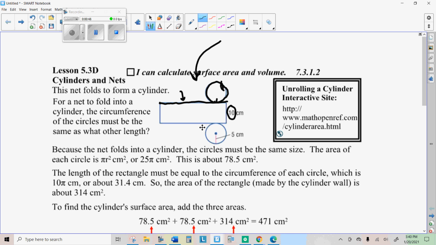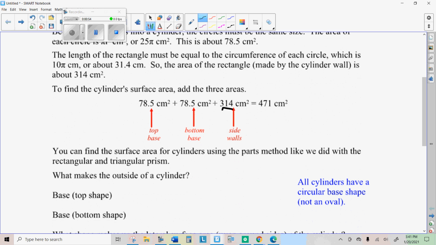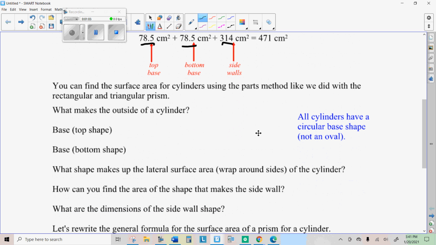And then you just have to add two bases. So you actually have to add three things: the top base, the bottom base, and the side walls. It's pretty much like we've been doing for prisms. Prisms also have a big old rectangle, and the length of that is the perimeter, and then you have the base areas. So you have two base areas, plus one big rectangle when you do any prism. Okay, and a cylinder is like a prism.